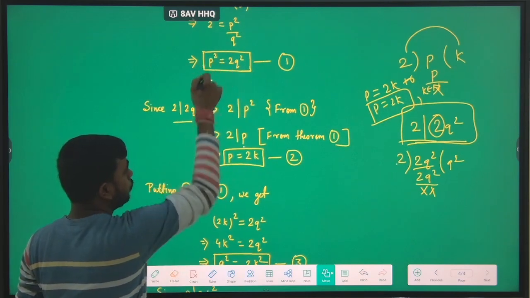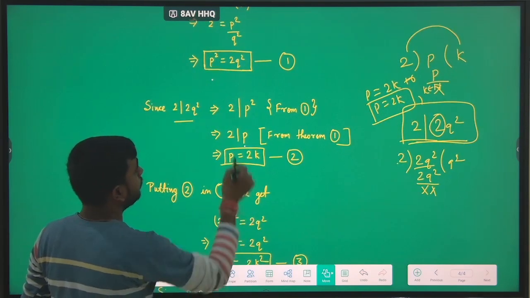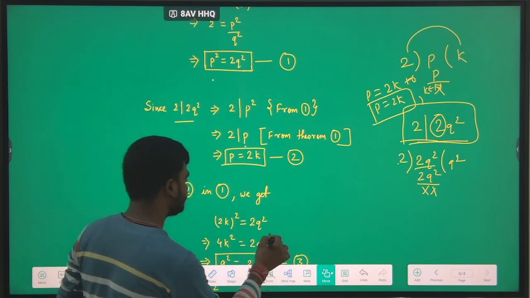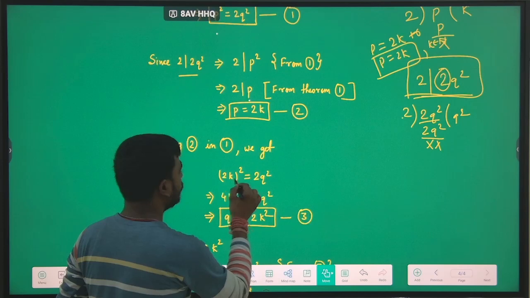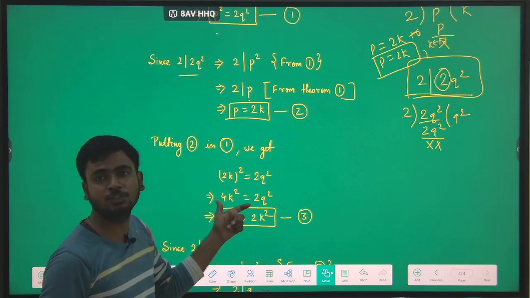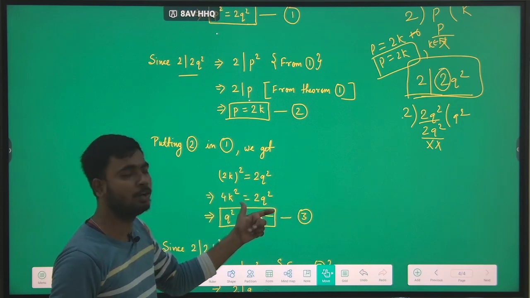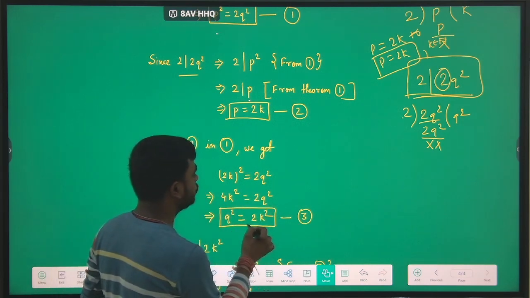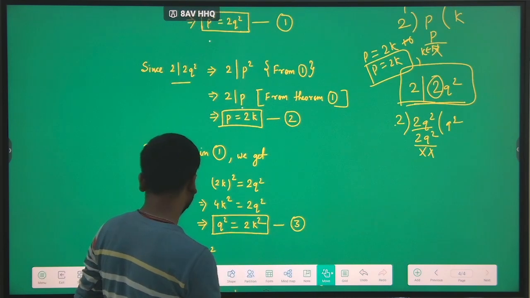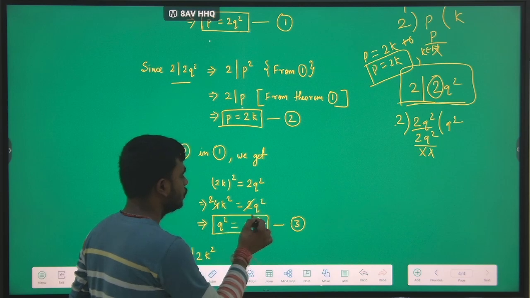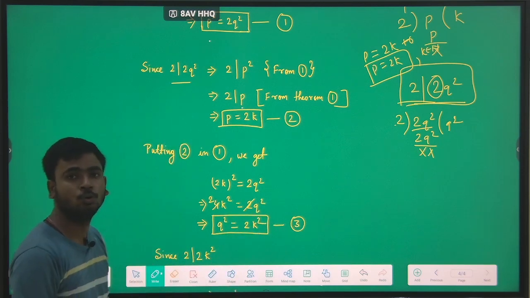2k to the power 2 will be equal to 2q square. What we will get? We will get 2k to the power 2 means 2k into 2k. That means it is 4k square, and 4k square will be equal to 2q square. So we will get q square as 2k square. This 2 will divide 4 as 2k square. So this q square will be equal to 2k square.